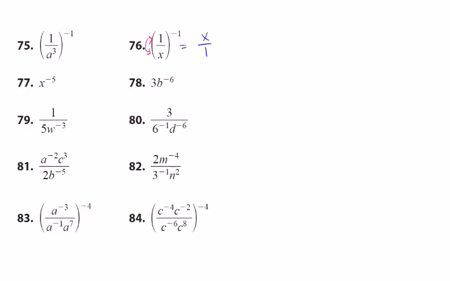And anything over 1 is itself, right? So I actually don't need the over 1. And then I can change the negative exponent to a positive, right? So once you flip it, that changes the sign of the exponent, okay? So if a negative exponent is applied to a fraction, you can flip the fraction and change the sign of the exponent. So now I have x to the first power, right?